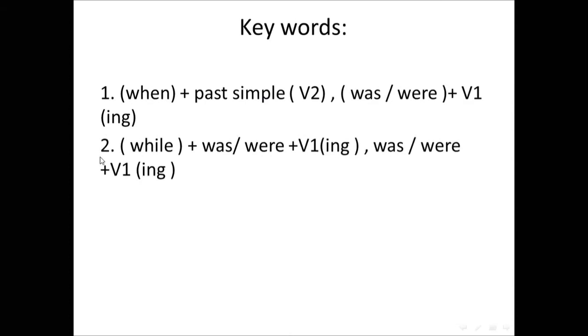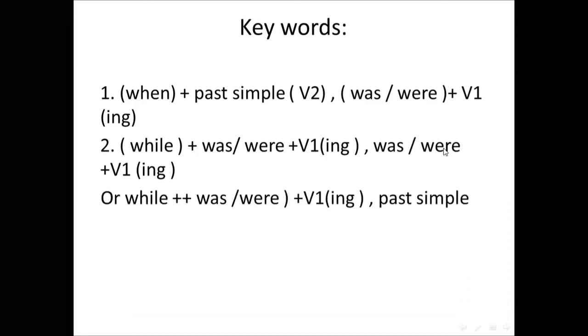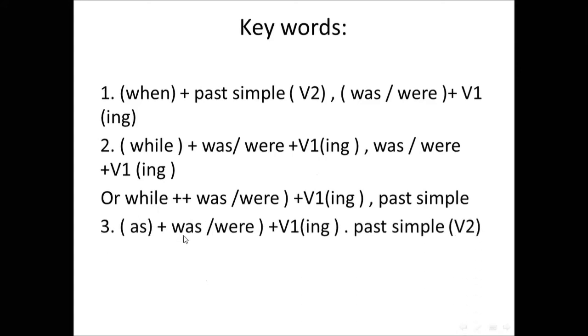Second, while. Always we use after while the past continuous, was or were plus verb-ing, and in the second clause also we can use was or were plus verb-ing to show that two actions were happening at the same time. Also, I can use while plus were or was plus verb-ing, but in the second clause we can use the verb in the past simple. And also we can describe two actions that happened at the same time in the past. The last, as, always followed by was or were plus verb-ing, and the second part will be in the past simple. At the end, you can deduce that as and while are followed by the past continuous.